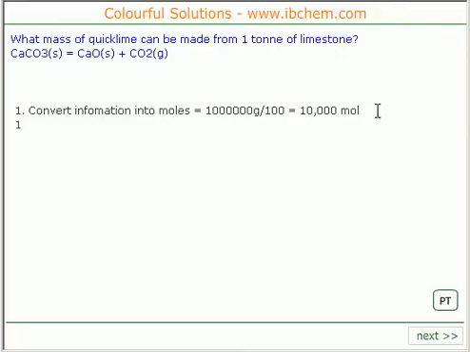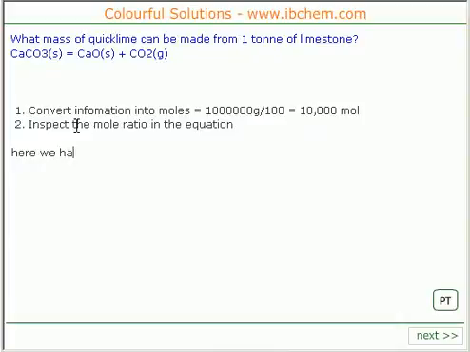Now, the next stage is to look for the moles equivalent from the coefficients of the equation. If we have a look at this, our coefficients, well, 1 calcium carbonate makes 1 quicklime. So that gives us our ratio. So we inspect the mole ratio in the equation, and we can see in this particular case we've got 1 mole makes 1 mole.